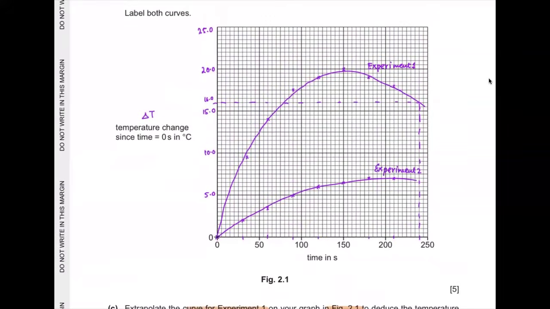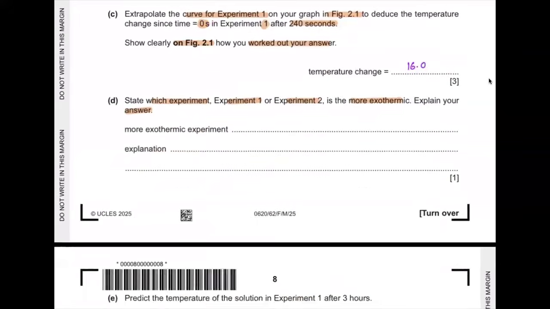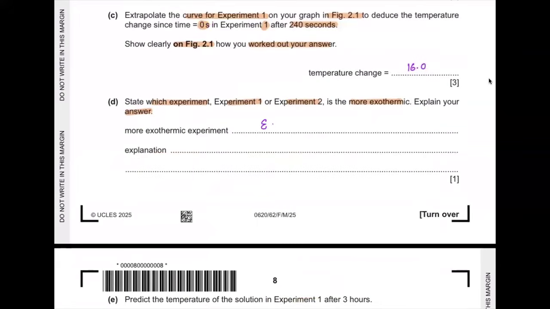Yes, you can make the straight line, but it's better to show it with a dashed line because it is not actually the curve. So it's better to show with the dashes the extra work you do. Okay. So experiment one is more exothermic, as it releases more heat. And how could we identify that more heat is released? Because the change in temperature is greater in experiment one. Is this clear to all of you?